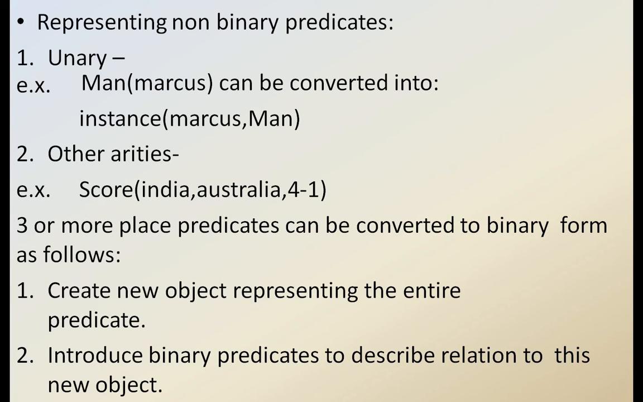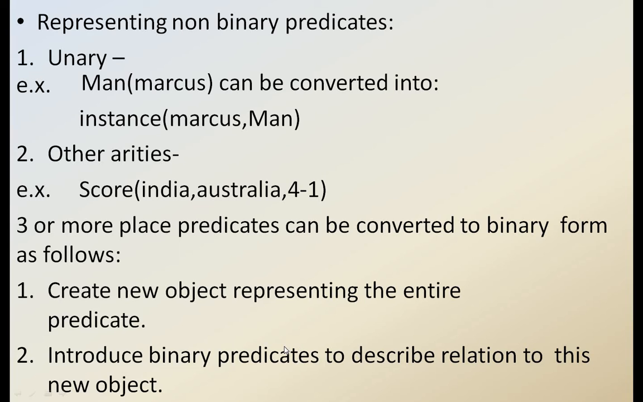And next one, representing non-binary predicates. Here we are going to see unary. For example, man(Marcus) can be converted into instance(Marcus, man). So Marcus is an instance of man. Another is score(India, Australia, 4-1). Three or more predicates can be converted to binary form as follows: create a new object representing the entire predicate, and introduce binary predicates to describe the relation to this new object.